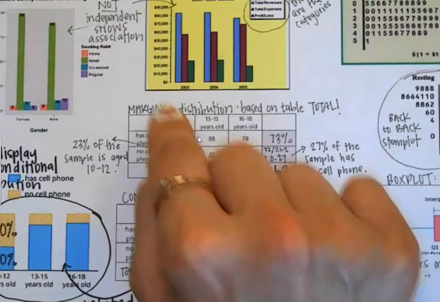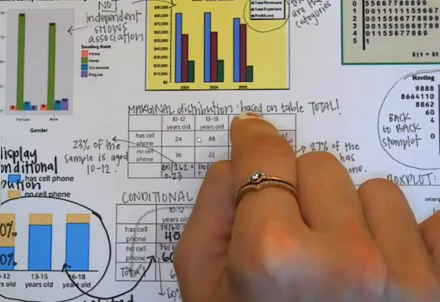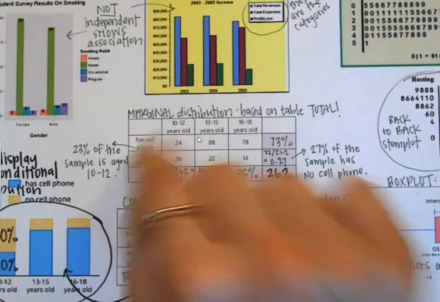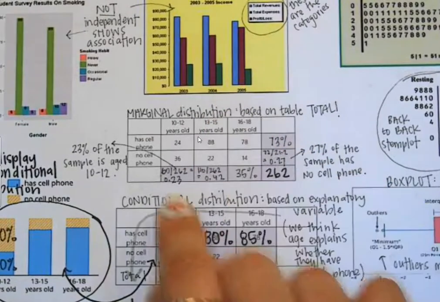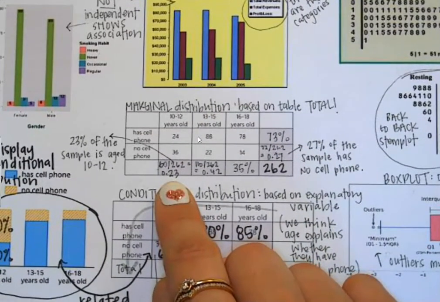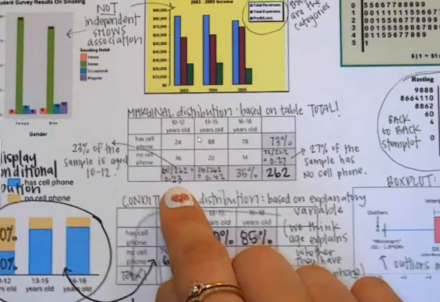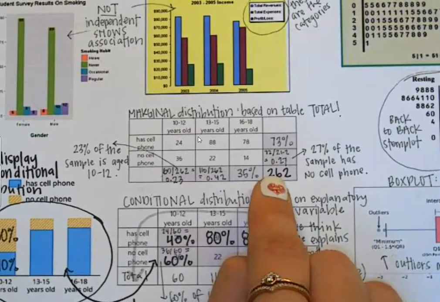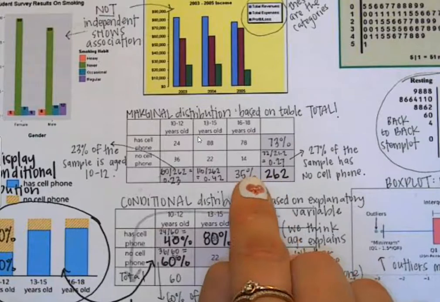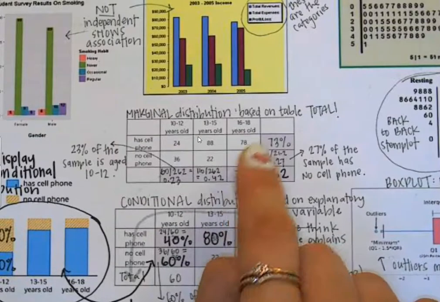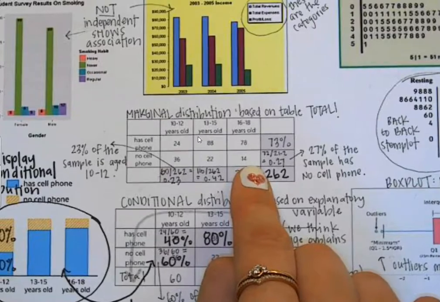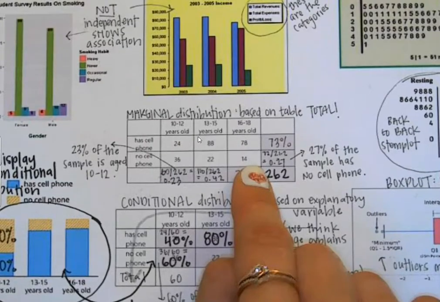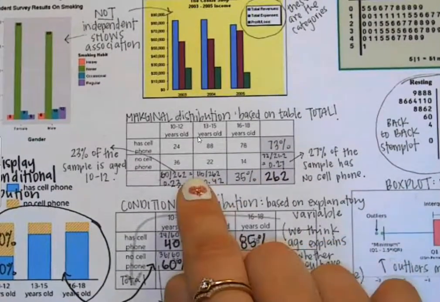Here you can do it for the age group as well. So this has two different categories. It has yes or no, and it has age groups. So 23% of the people in the sample is 10 to 12 years old. 42% of your sample is 13 to 15 years old. 35% of your sample is 16 to 18 years old. So a marginal distribution tells you the overall percent of your sample for each category. Notice that it's on the outside of your two-way table.